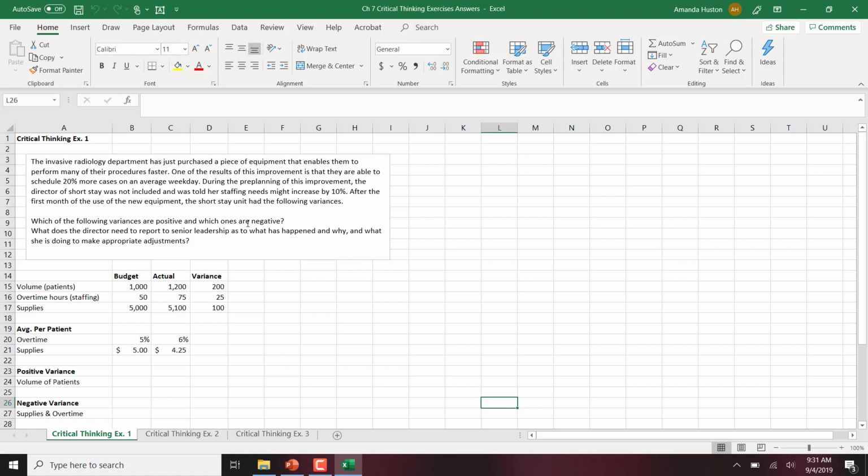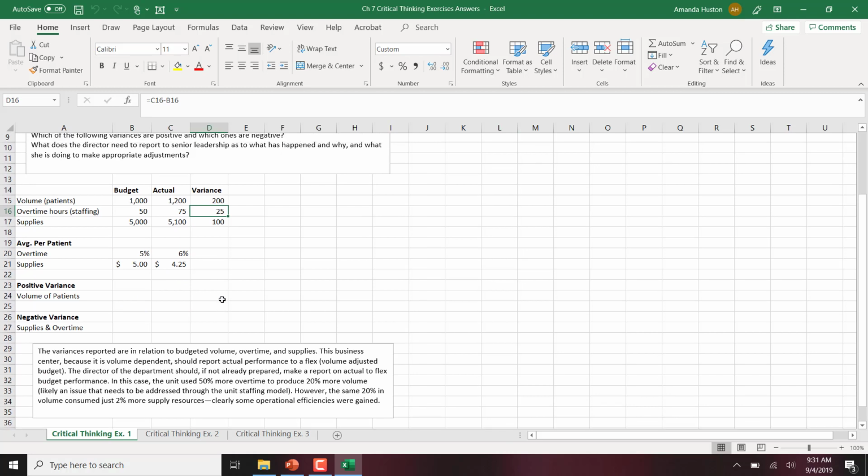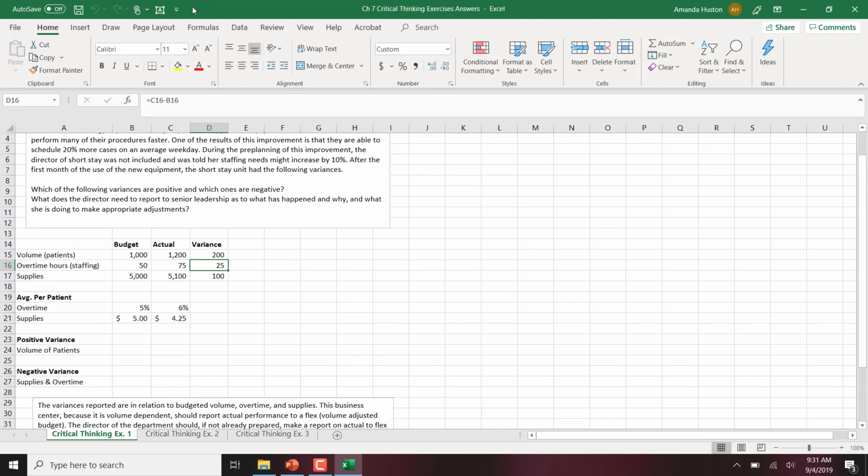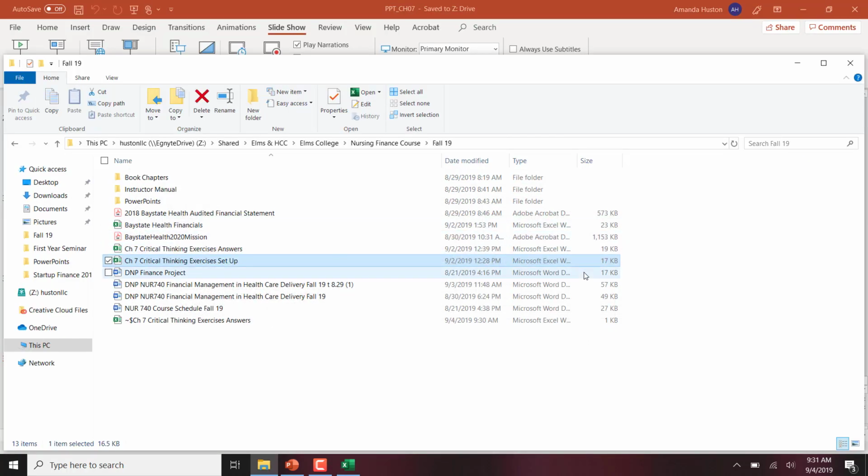We want to know which ones are negative, which ones are positive. What does the director need to report to senior leadership as to what had happened and why, and what does she need to do to make the appropriate adjustments? That's the answer sheet. I'm going to open the one where we work through it.